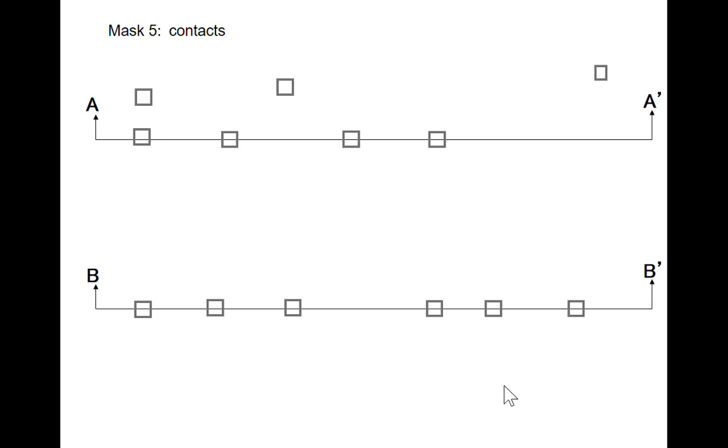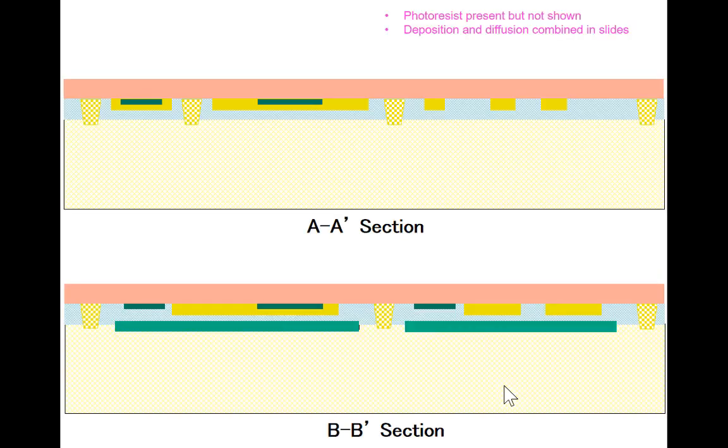We're going to see 6 contacts going in the lower cross section. 1, 2, 3, 4, 5, 6. Up here, we're going to see 4 on the A prime cross section. There's some other contacts there, but we don't see them in the cross section that I'm drawing here. So let's make the contact openings now. So here's the contact openings.